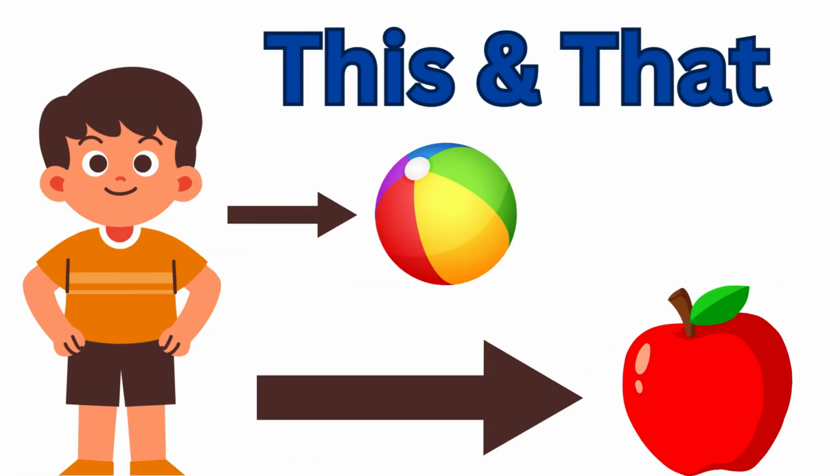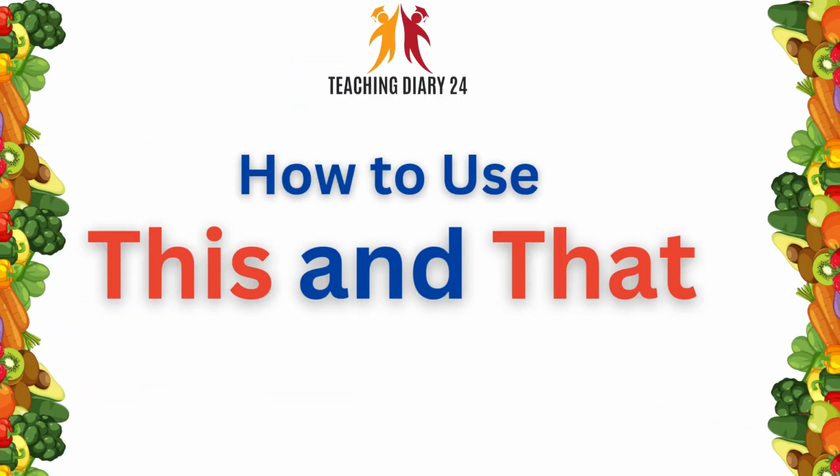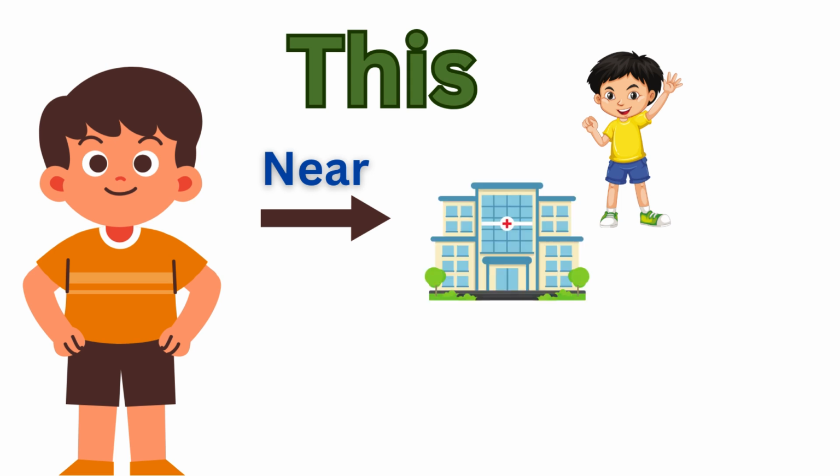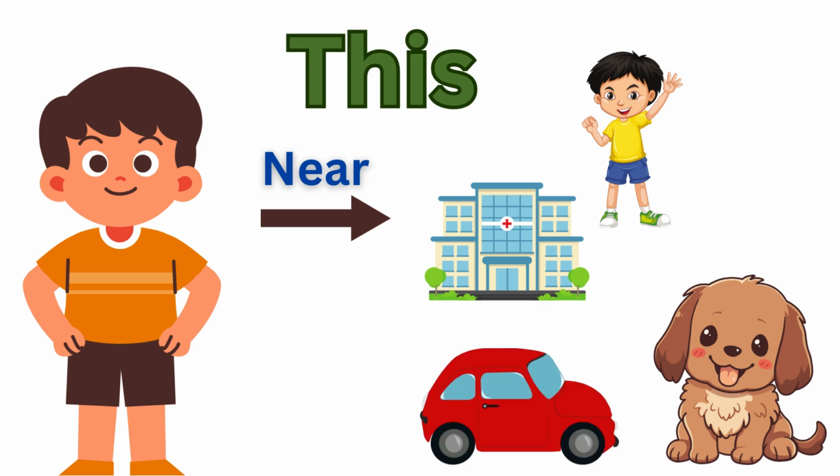This and that. In this video, we'll learn about the use of this and that in different sentences. This. We use this to identify or talk about the things that are near to us, be a person, place, animal, or things. We always use this if we talk about only one thing, that is, a singular noun.